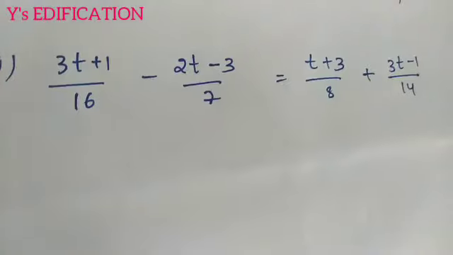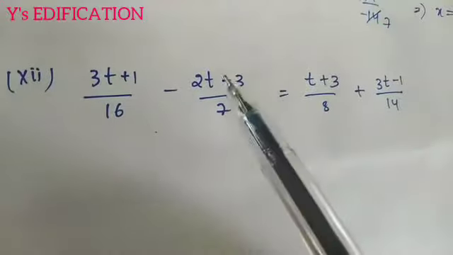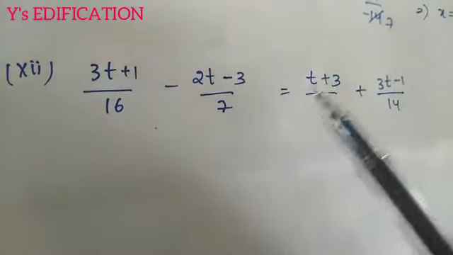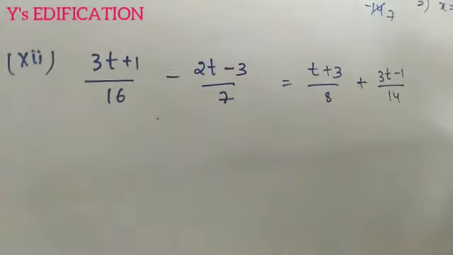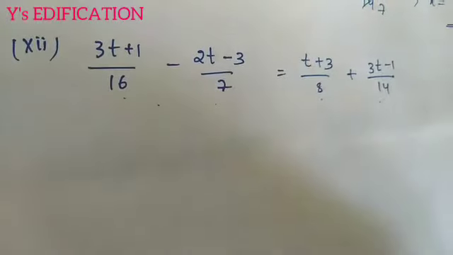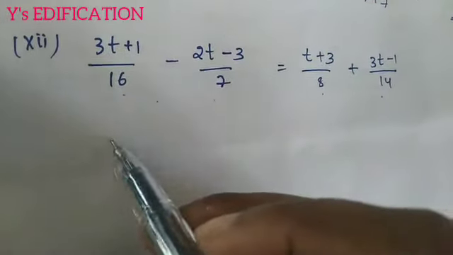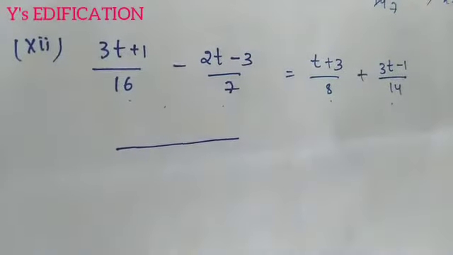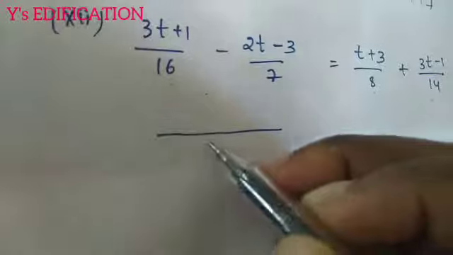Okay. Next one. (3t + 1)/16 − (2t − 3)/7 = (t + 3)/8 + (t − 1)/14. Here we have two terms in the LHS and two terms on the RHS. So we will make it one term. That means we'll take the LCM. What is the LCM for 16 and 7? So the LCM for 16 and 7 is 112.